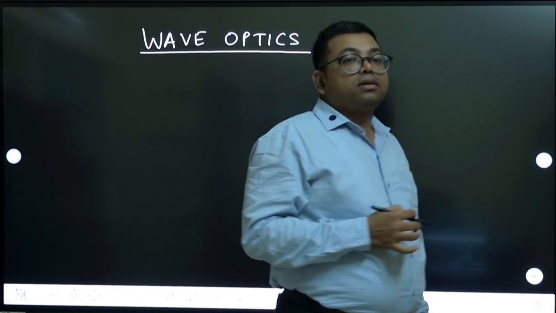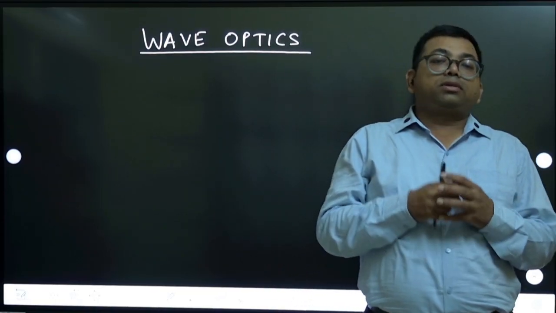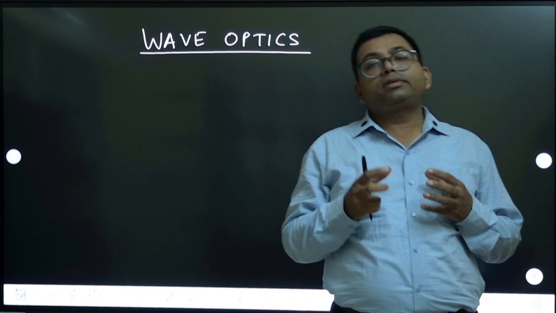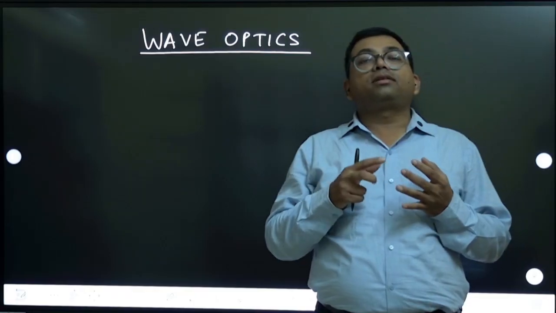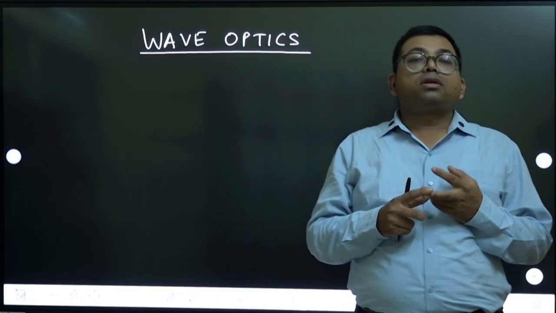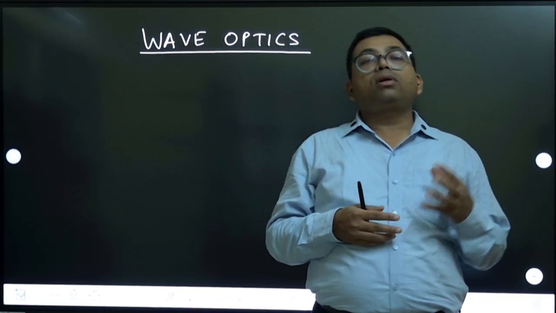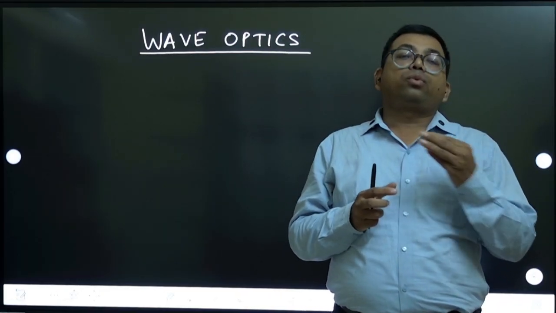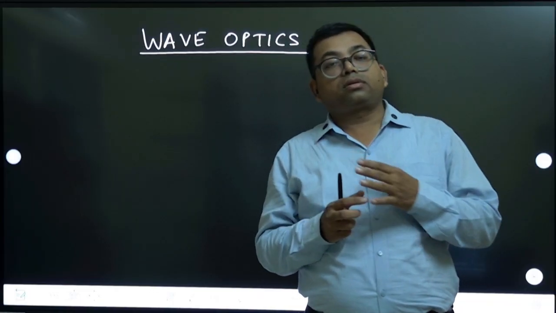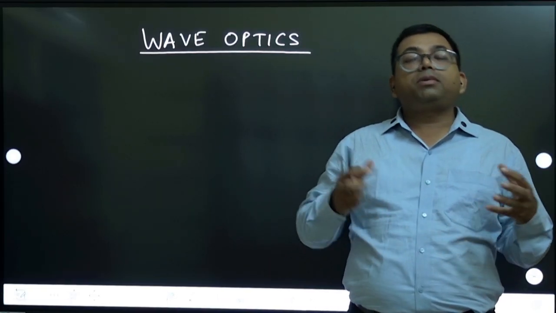Wave optics. So this chapter is different from ray optics. How? Because in ray optics, we were considering different phenomena. What are those phenomena? Reflection, refraction, dispersion, right? And all those phenomena, including total internal reflection, where we take light going in a straight line path, right? But in this chapter, we are going to deal with the wave nature of light.